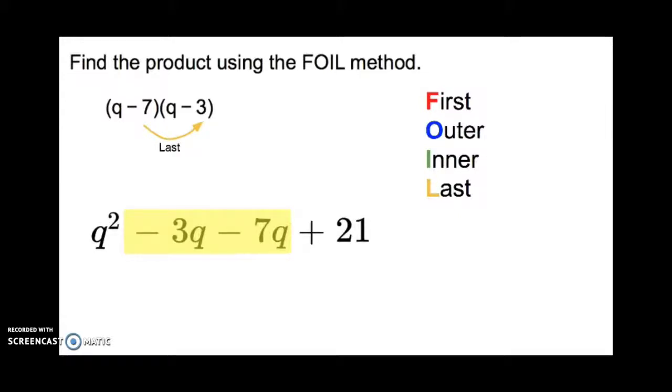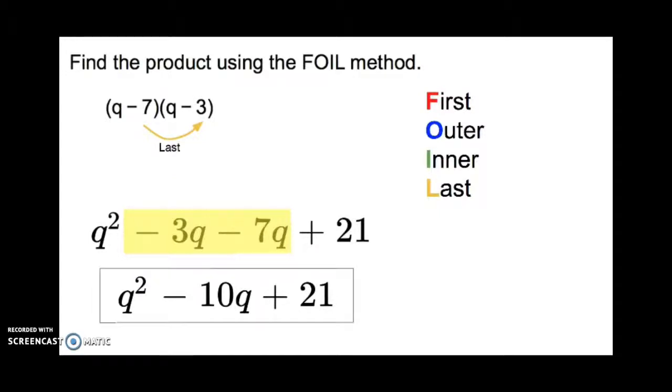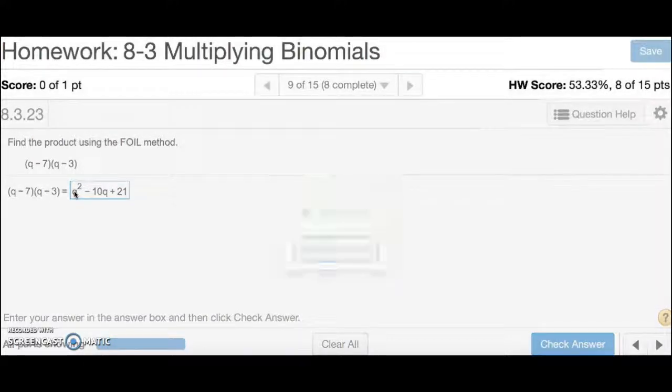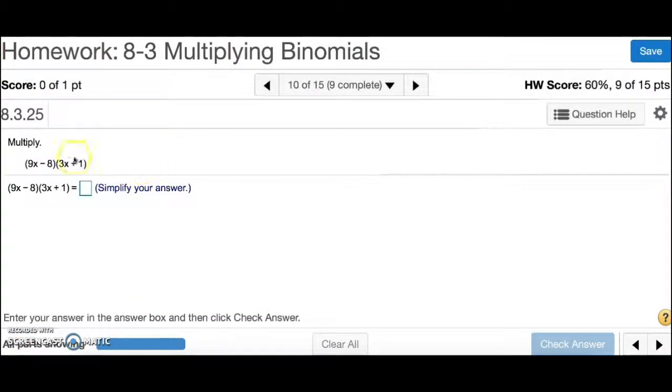My like terms are negative 3q and negative 7q. Combining them, negative 3q minus 7q gives you negative 10q. So q squared minus 10q plus 21 is my answer. So let's type that in. Putting that in, we have q squared minus 10q plus 21. That is number 9. Number 10, it is asking you to multiply the two binomials together.